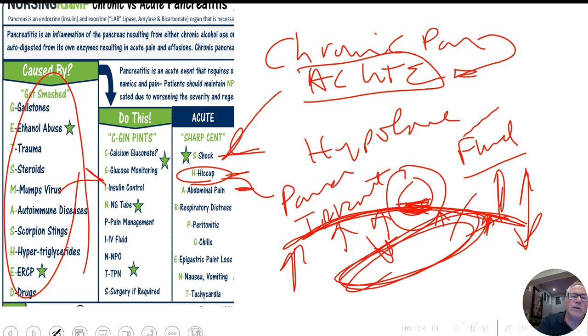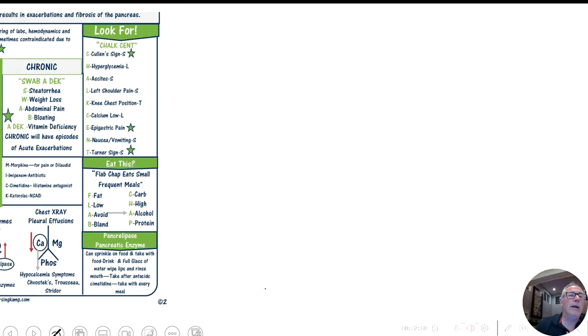You start to get severe abdominal pain. Respiratory distress. Peritonitis is the major risk, so that's the board-like abdomen that you tend to see. Chills, epigastric pain. Nausea, vomiting, tachycardia, definitely. All right.